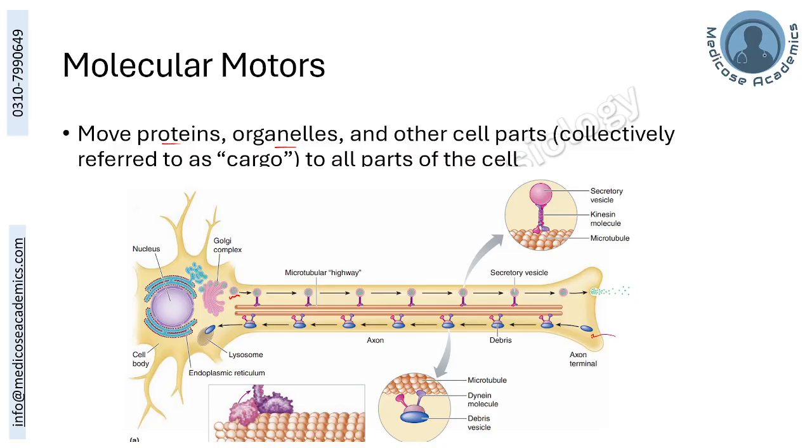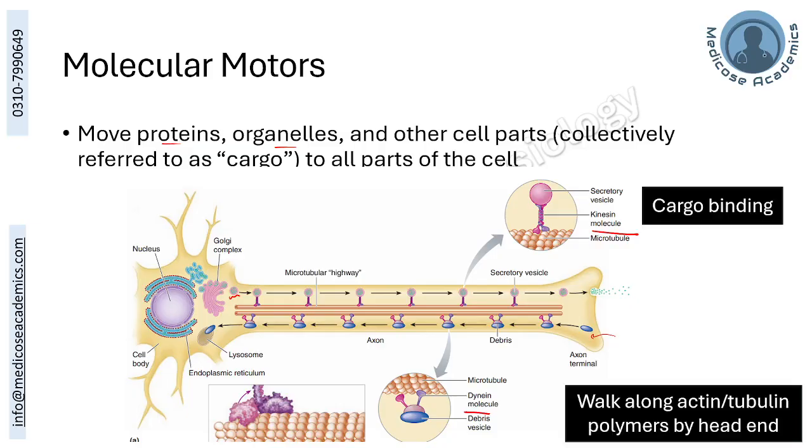Similarly, the recycled product is being taken up by endocytosis into the cell and taken along by the molecular motor, which is dynein in this case, from the neuronal terminal to the cell body. So kinesin has its direction of movement from the cell body away towards the neuronal terminal, whereas dynein is moving the materials from the neuronal terminal to the center of the cell body. They attach the cargo on one end and by the other end they walk along the actin or tubulin track.